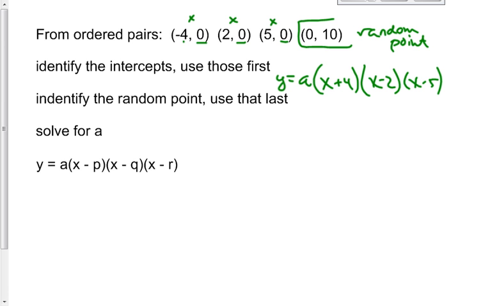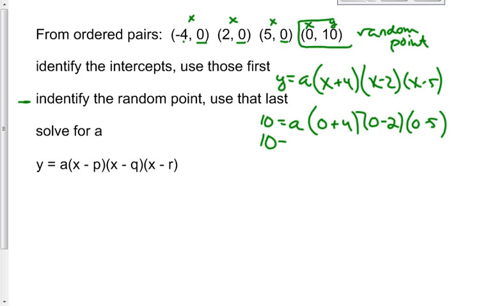Next up, we identify the random point. We're going to put that in. Our random point is 0, 10. Our 0 is the x value, 10 is the y value. 10 equals a times, now replace every single x with our 0. 0 plus 4, 0 minus 2, 0 minus 5. And clean this up. 10 equals a times 4 times -2 times -5.